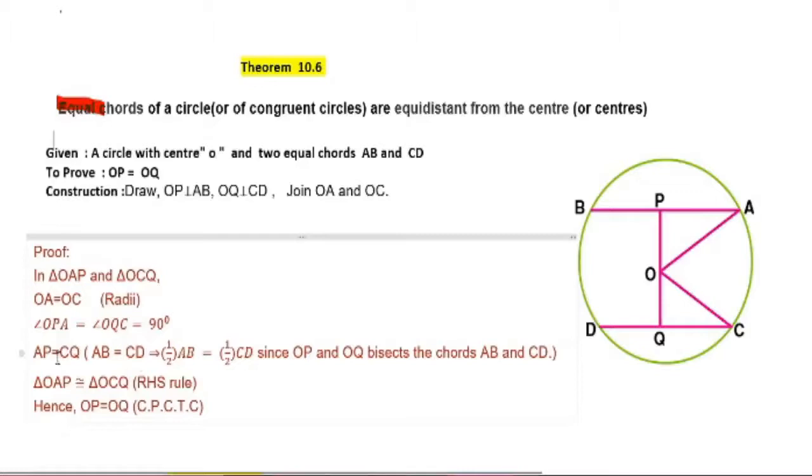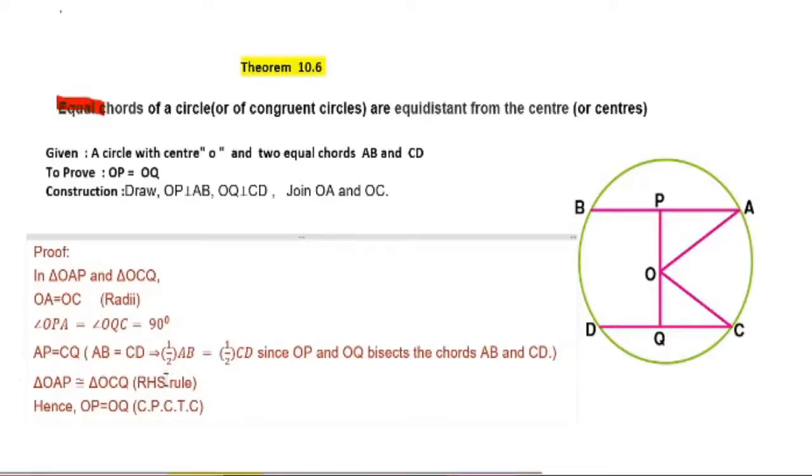So here we can write AP equal to CQ because AB equal to CD. It is given in the theorem, two equal chords. So here AB equal to CD, that implies half of AB equal to half of CD. That is AP equal to CQ.